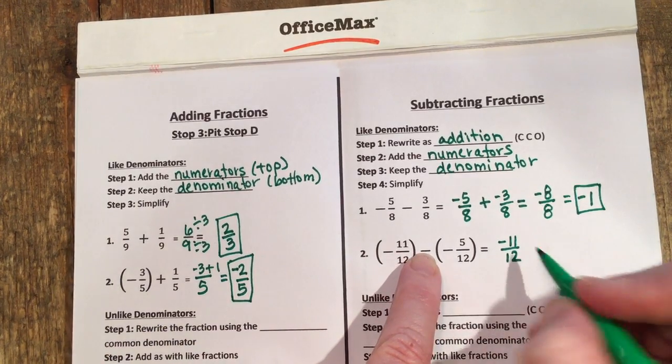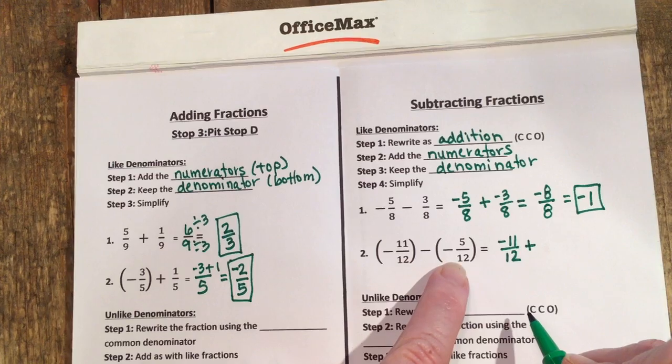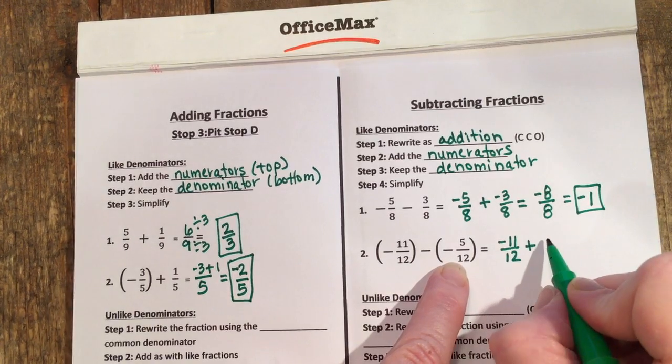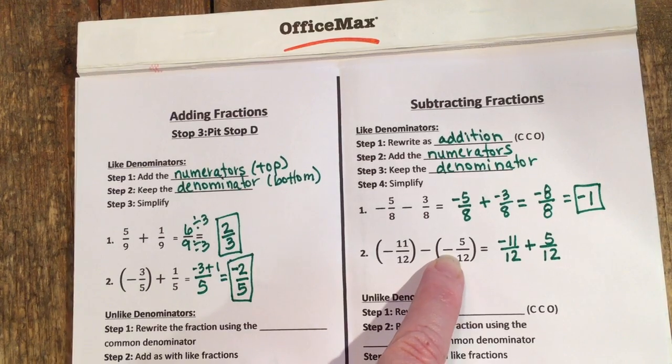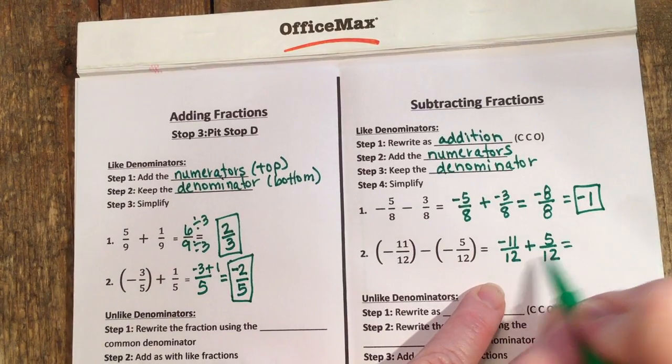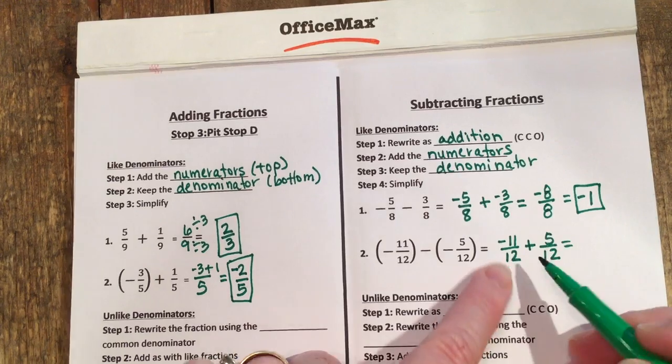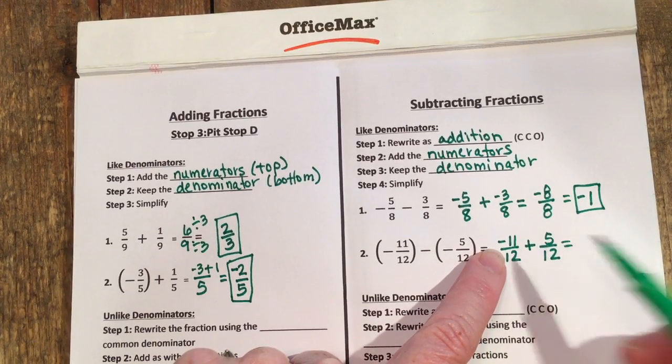I'm going to change subtraction to addition. I'm going to use the opposite of negative 5/12, which is positive 5/12. I don't need the positive sign, I can just write it without the negative. All right, the denominators are the same, so I just need to know what is negative 11 plus 5.